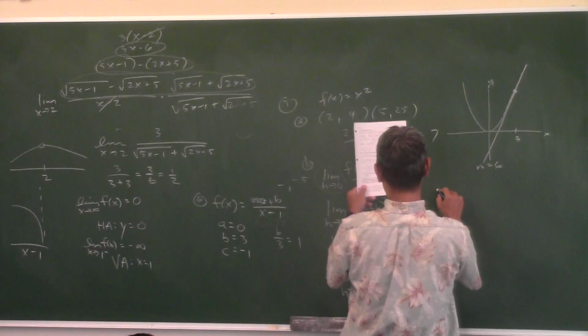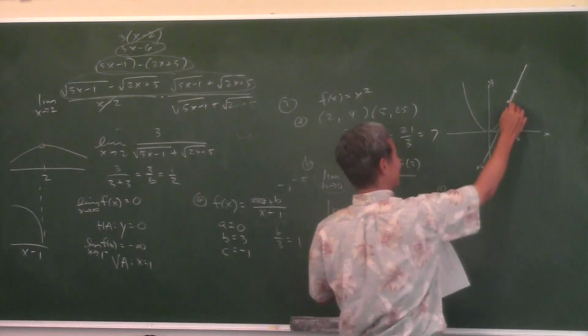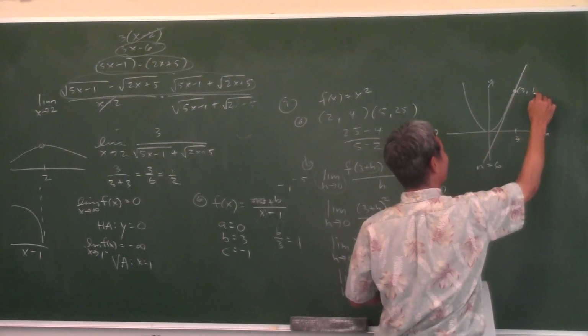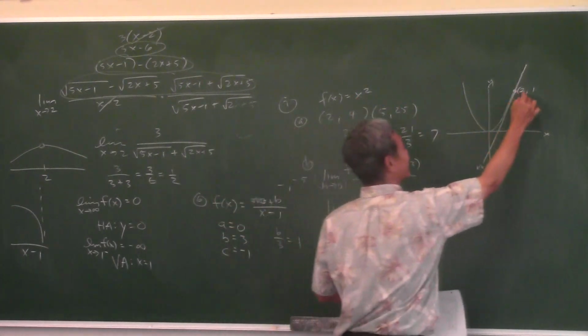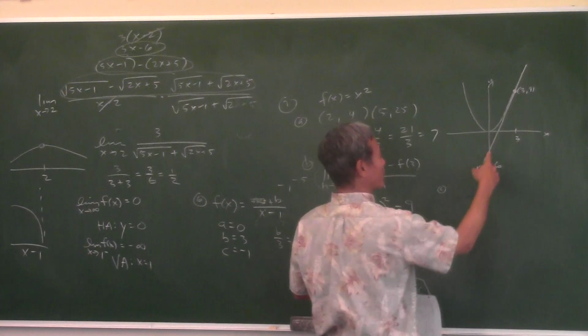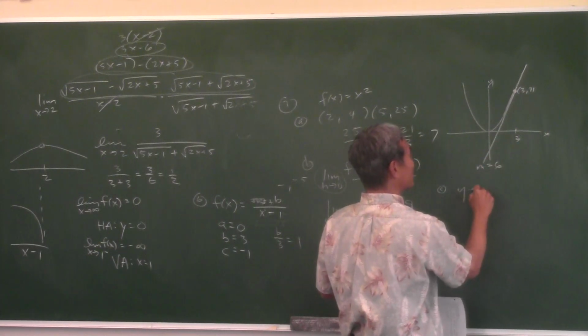Okay, part C. Write the equation of the tangent line when x is 3. Now, when x is 3, how do I figure out what the y-coordinate is? Like you plug it in there and you get 9. So, if you know the slope and the point, just do point slope formula.